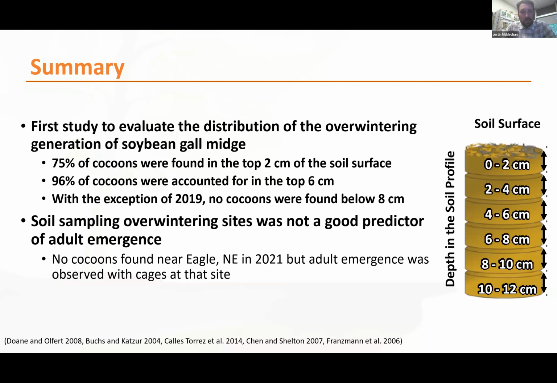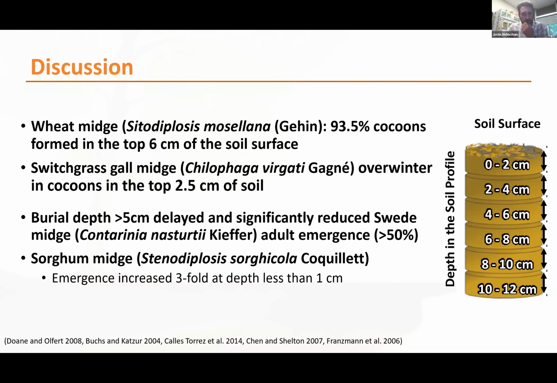I didn't cover this in those slides, but we actually detected no cocoons at our 2021 Eagle, Nebraska site in any of the cores that were taken from that site, but we still got adult emergence. And so I'll hit on another study that highlights some of the issues of the spatial distribution across the soil surface and where they're located, and just highlights some of the challenges and some of the needs that we have going forward. So you see a number of references on the bottom, and this is just other species that have had studies done on them and how close soybean gall midge is to those studies.